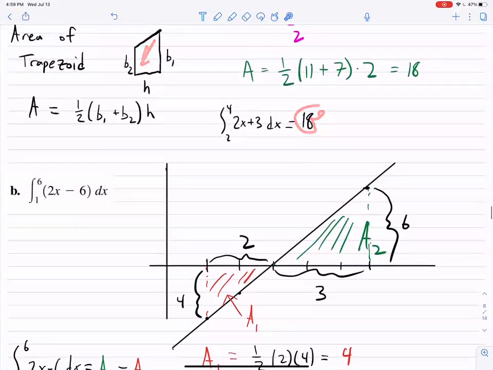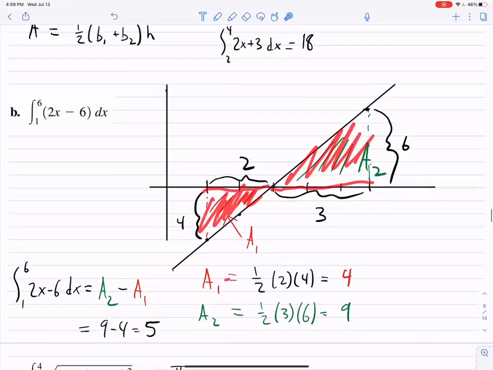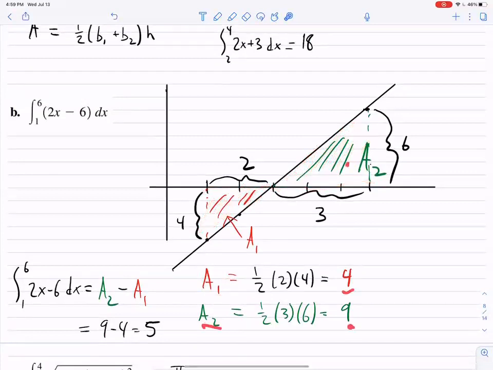Now let's do the same thing for this one. If you graph it, the line looks something like this. We're doing it between 1 and 6. If you plug in 1, you get -4. If you plug in 6, you get 6. And so that's the height there. This height is 3, and that was 2. It's going to be the area of this triangle plus the area of this triangle, but this area is negative. The area of this first triangle is 4. The area of the second is 9, just using the area of a triangle. And so this integral is just going to be A2 minus A1, which is 9 minus 4. So the net area is 5, and it represents this area minus that area.